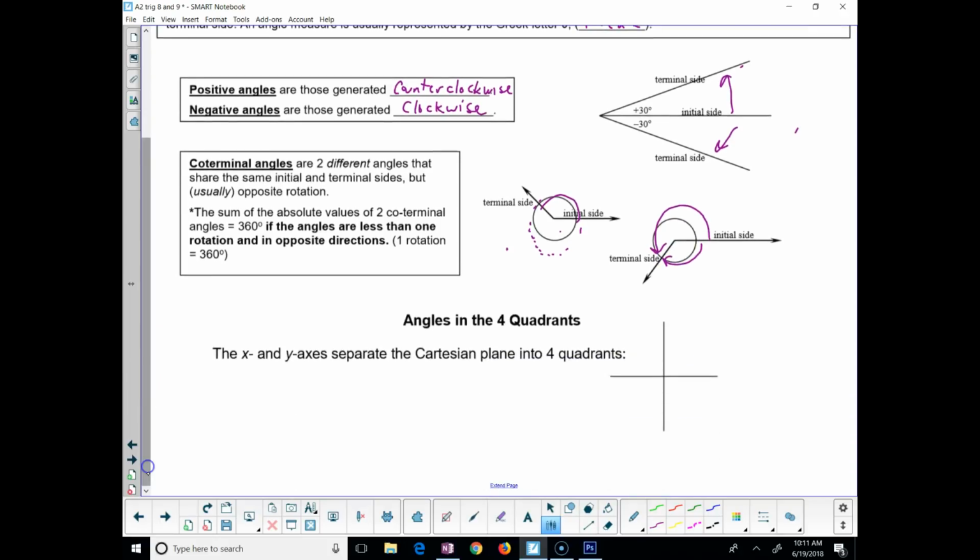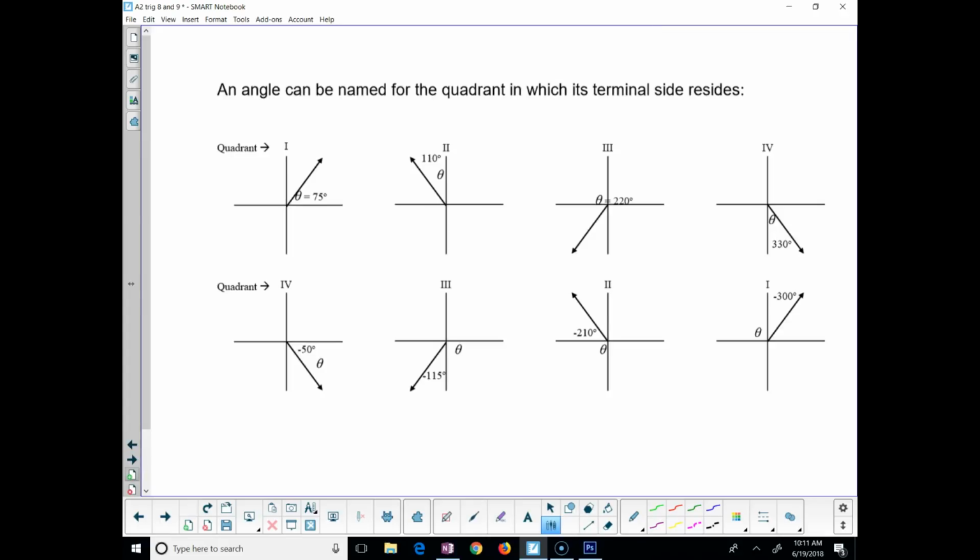Big thing to realize, we are going to be talking about the four quadrants, 1, 2, 3, and 4. We can tell where an angle finishes, and we can name it by quadrant. The idea is, this angle is quadrant 1, quadrant 2, quadrant 3, quadrant 4, just by the way it looks. Right here you can see this is a quadrant 1 angle. A quadrant 2 angle goes from here to here. Quadrant 3 is all the way there, and quadrant 4 is all the way there. 330 degrees is in quadrant 4.